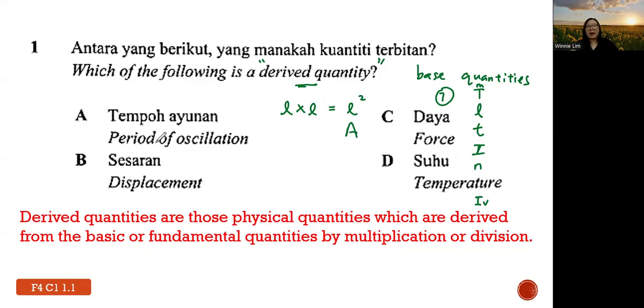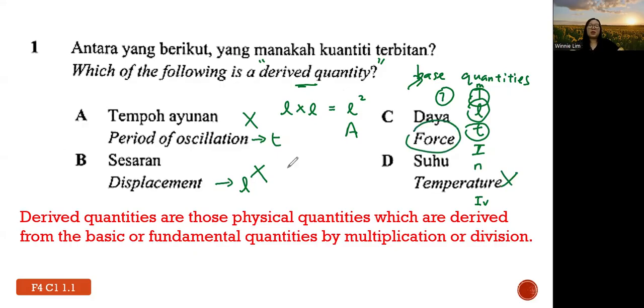Like the period of oscillation actually refers to the idea of time, which is a base quantity. Then displacement is the idea of length. Like radius, these are all classified as length, so they are also base. That's why these two are not the answer. And temperature itself, like just now teacher mentioned, is also a base quantity. So force. Why is force a derived quantity?